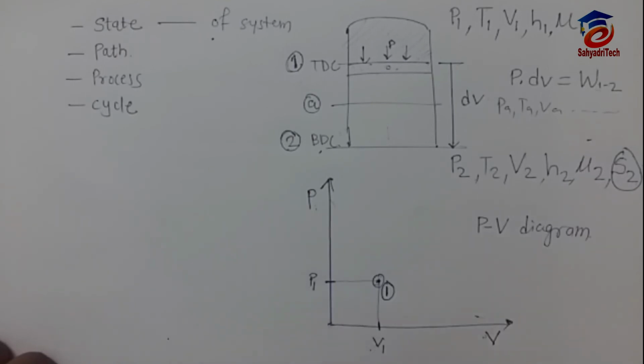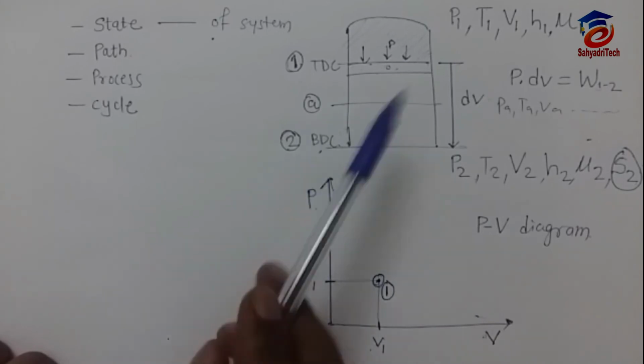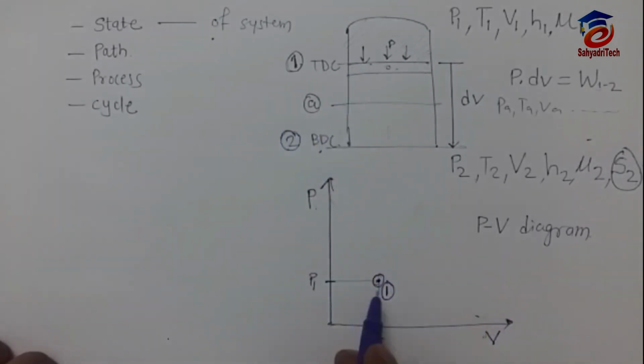Okay, so do you get what a point function is? By using a single point I can define the system condition. Here I will say at this condition, or at this position 1, the pressure is P1 and the volume is V1. So that's how I have defined the system condition.